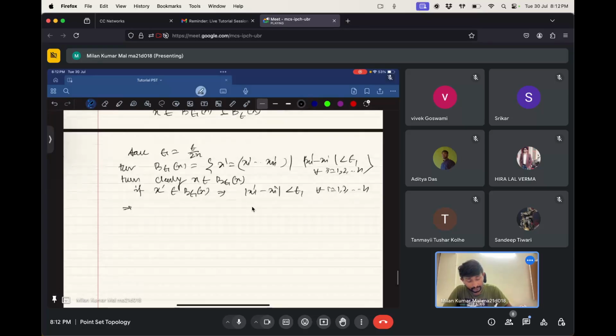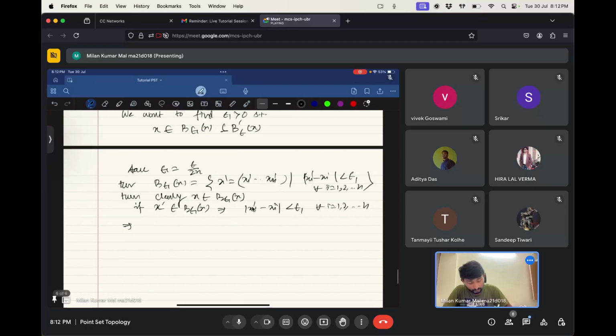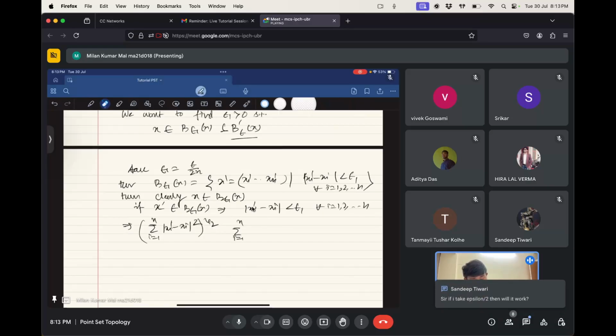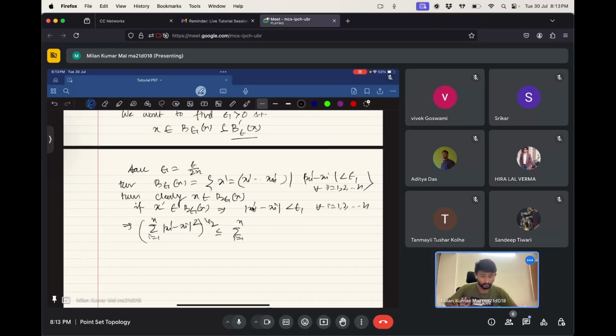But I want to show that x dash is also in B epsilon of x, right? That means I have to show that the summation of mod of xi dash minus xi squared, i equals 1 to n, whole to the power 1 by 2, is less than epsilon. That I want to show. Sir, if I take epsilon by 2 then it will work? No, it will not work, you will realize right now. Instead of epsilon by 2n, if you take epsilon, that will work only in one case, when n equals 1, where the square and the root are the same. Why I need n, I am just making sure.